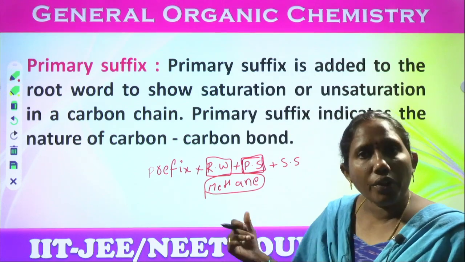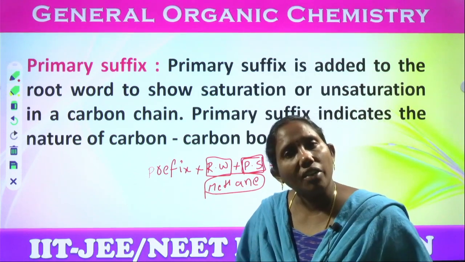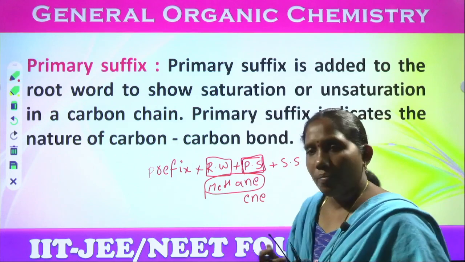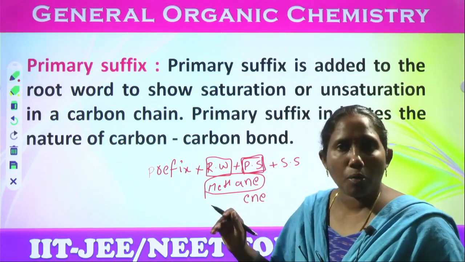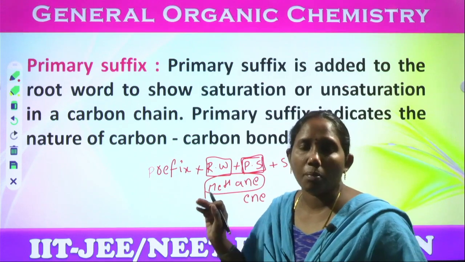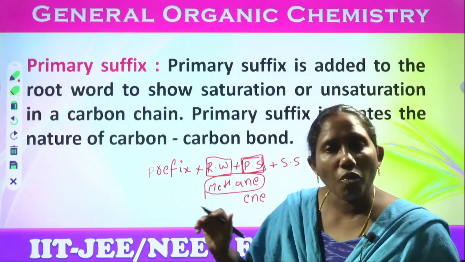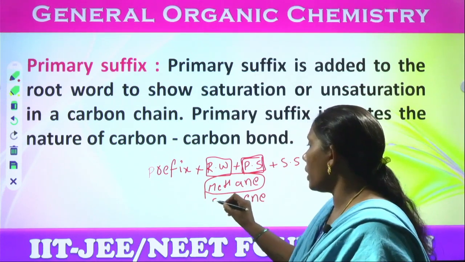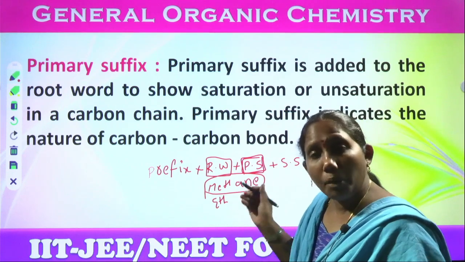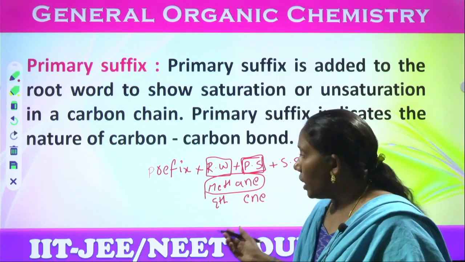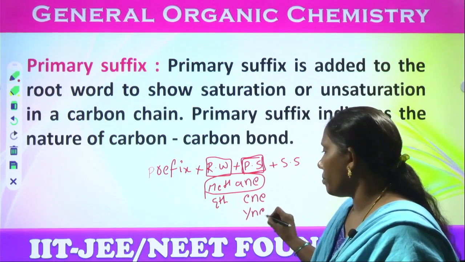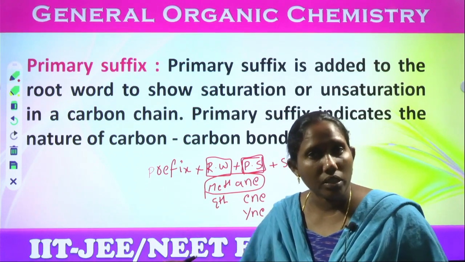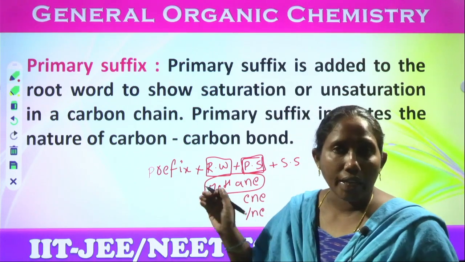Suppose in a given compound, if any one double bond is present, the primary suffix will be ene. Meth will not be possible because already we discussed that only one carbon cannot form a double bond. So to form a double bond in the compound, minimum 2 carbon atoms should be present. Because of that reason, here it can be eth. If any triple bond is present in the given compound, then the primary suffix will be yne. Already we discussed this in terms of alkane, alkene, alkyne. Alkane represents the single bond, alkene double bond, alkyne triple bond.